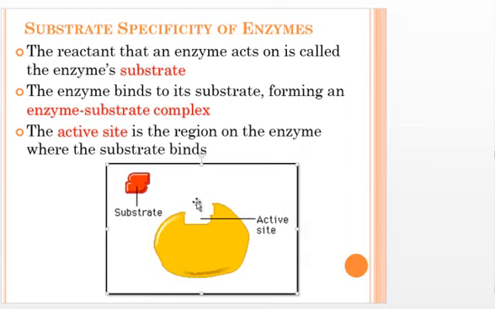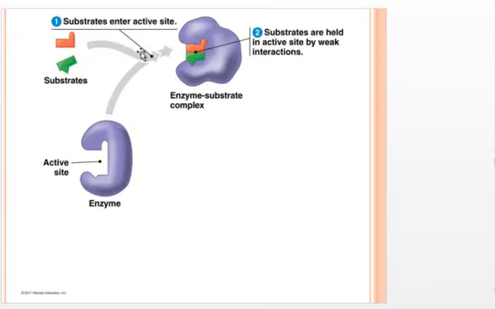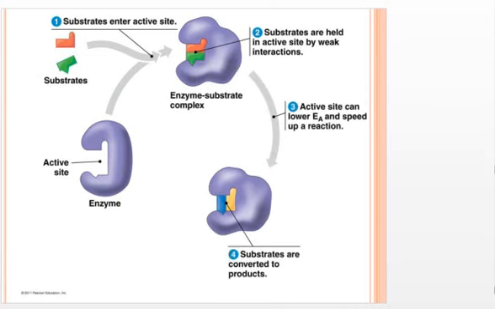And when the substrate is in place on the enzyme itself, this is called the enzyme-substrate complex. So that's when those two things are grouped together. Let's look at another picture that's a little more dynamic. In this case, we have substrates that enter the active site. Remember, the active site is this area here. The substrates have entered the active site, and they're basically held in place by some weak interactions. Then you'll see that this active site is lowering the activation energy and therefore speeding up the reaction.